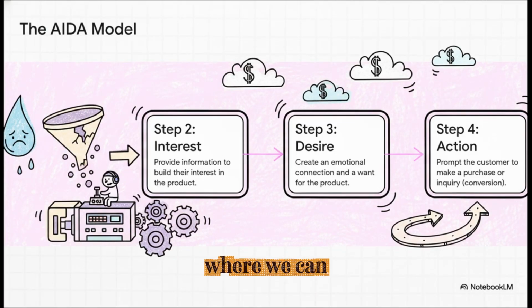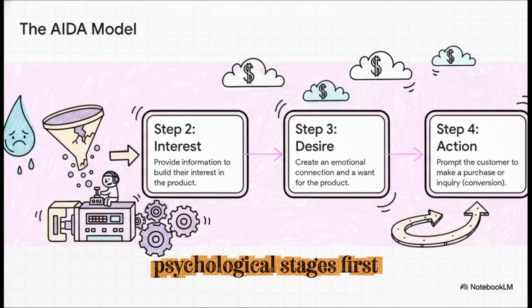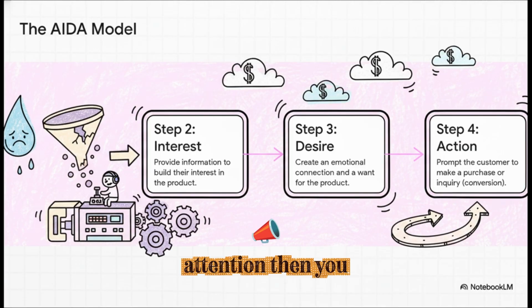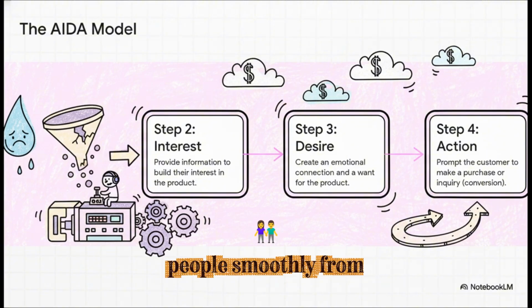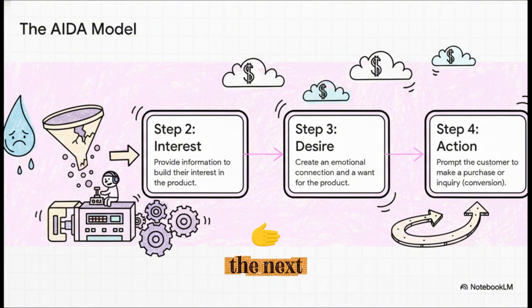Now, this is where we can really start to plug those leaks. The AIDA model breaks this journey down into 4 key psychological stages. First, you grab their attention. Then you build their interest. After that, you create a real desire for what you have. And finally, you prompt them to take action. See, each step is a place where a leak could happen. But by mapping it out like this, we can guide people smoothly from one stage to the next.